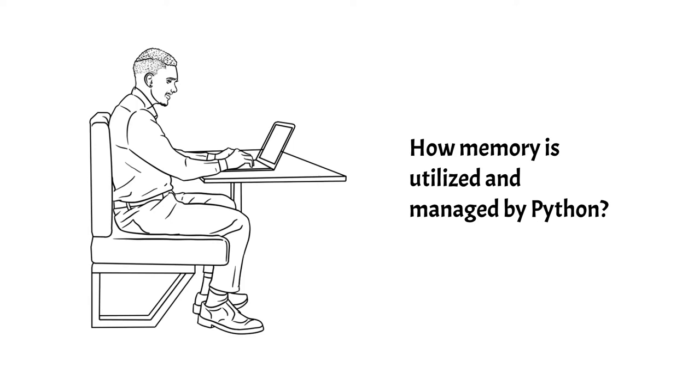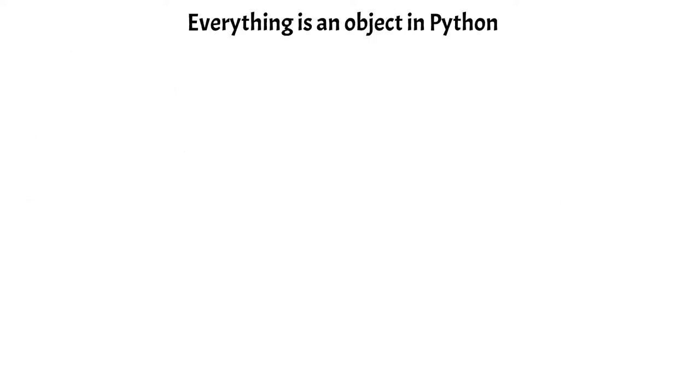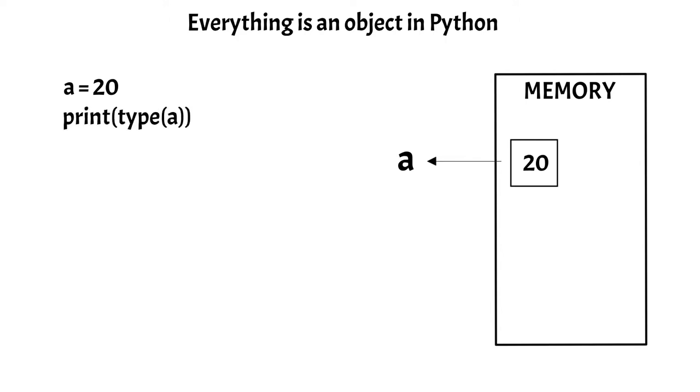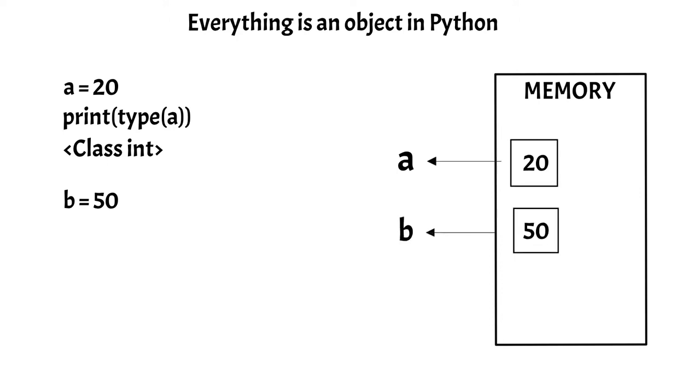Let us begin. In Python, everything is an object. Which means, when we create a variable, a, and assign a value of 20 to the variable, then the value 20 is stored in the memory as an integer object, and the value in the memory will be assigned to a variable called a. So if you print the variable a with the type function, then it will give you an integer object as the output. Similarly, if you store an integer value of 50 in variable b, then again value 50, which is an integer object, will be stored in the memory, and it will be referenced to a variable named b. This is how the memory is allocated for the values stored in variables.